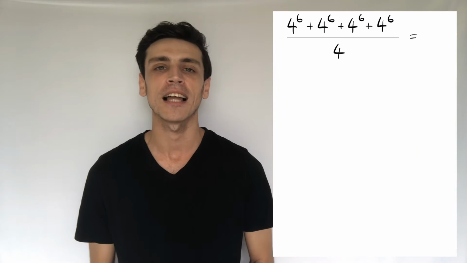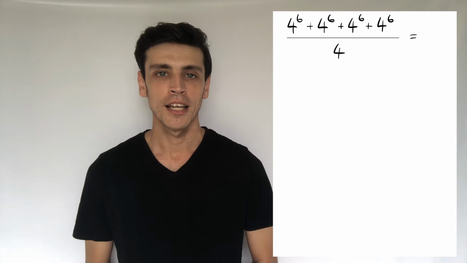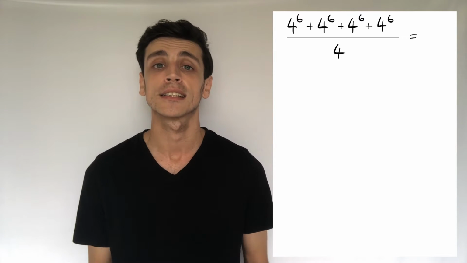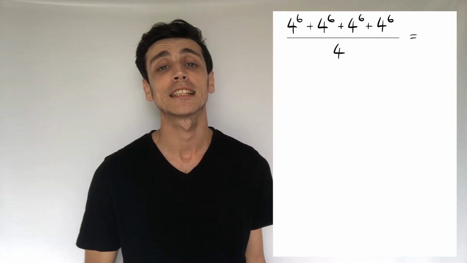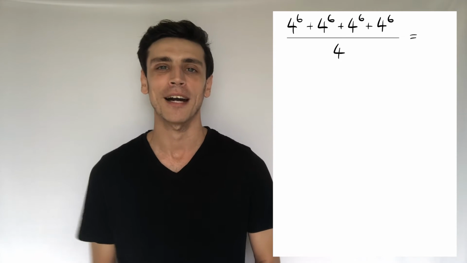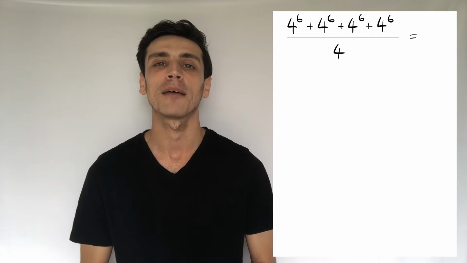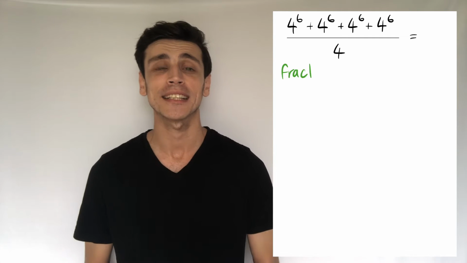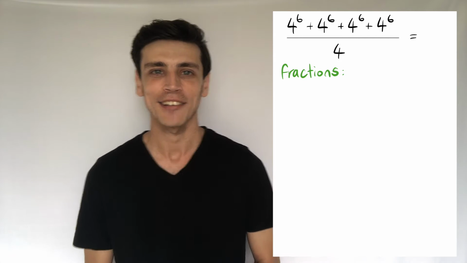Now I've changed the numbers slightly, but the concept of this problem is still the same. And what we're going to be using is quite a few different mathematic techniques in order to solve this fraction. So the problem that we're solving today is an arithmetic one that I've got right next to me, which is 4 to the power of 6 plus 4 to the power of 6 plus 4 to the power of 6 plus 4 to the power of 6 all divided by 4. And it seems really complicated, but we can actually break this down and we don't actually need a calculator in order to solve. Crazy, right?